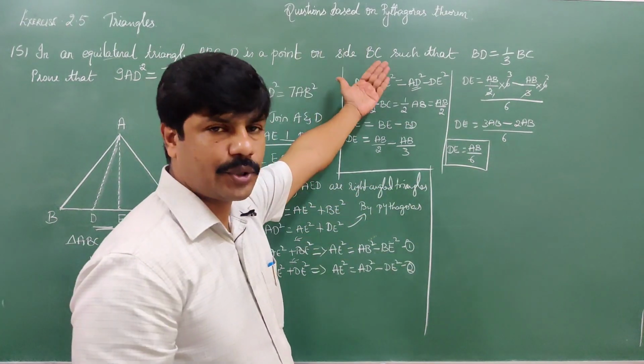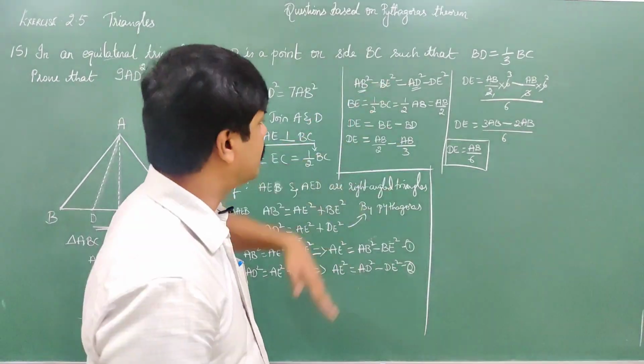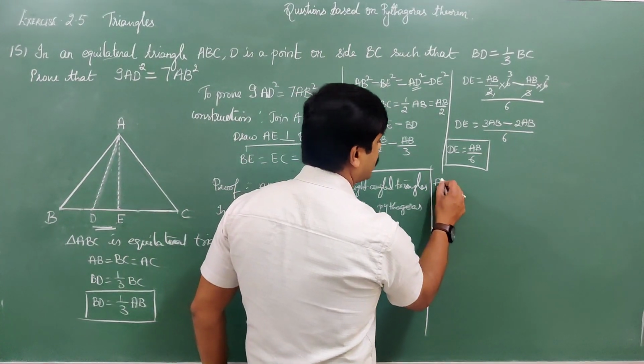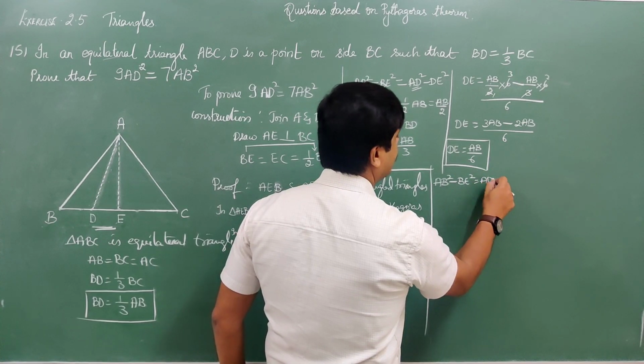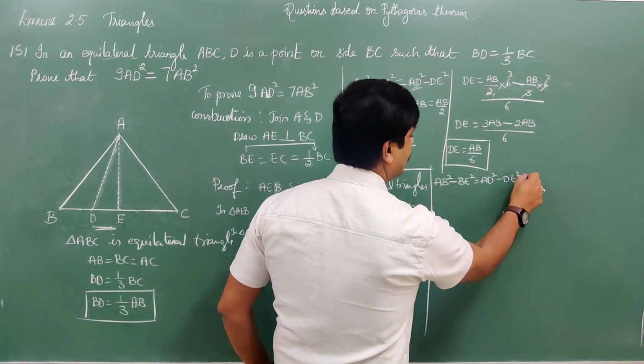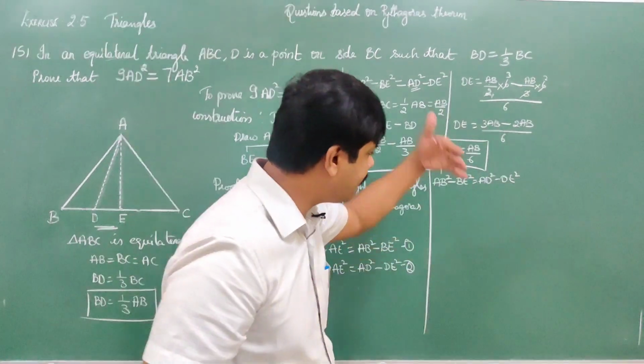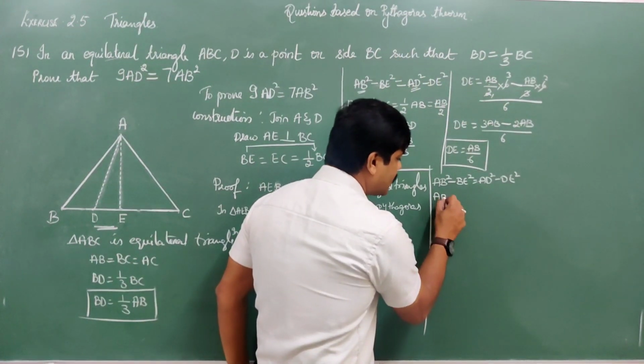Now go for the substitution here in this case. What is given? AB square minus BE square is equal to AD square minus DE square. So everything will change in terms of AB. AB keep as it is.